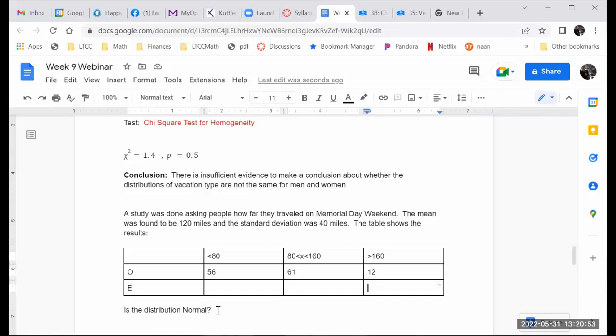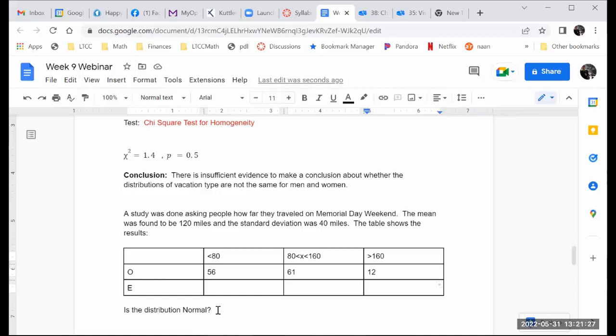What type of test do you think we're going to use here? Goodness of fit. Yeah, goodness of fit. Because the normal distribution, we know the normal distribution, right? You could draw a picture of it. We know everything about the normal distribution. So the question is, this unknown distribution, which is the distribution of how far people travel, is that the same? Does that fit the normal distribution? Any questions on that idea?